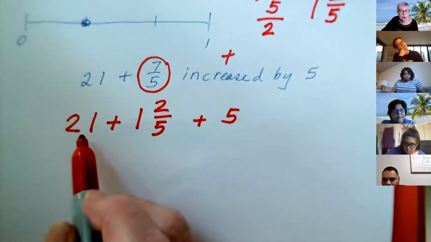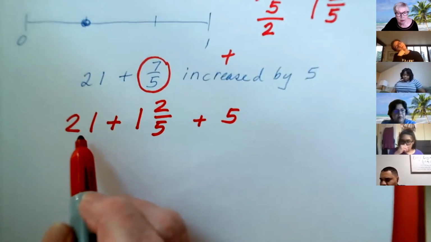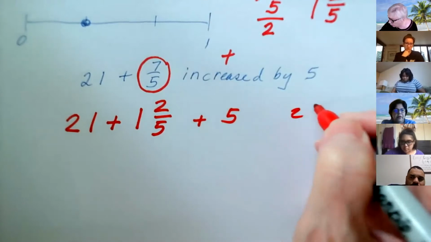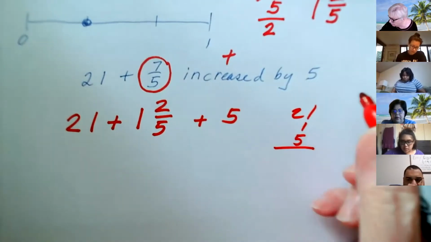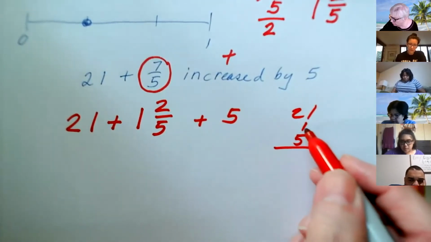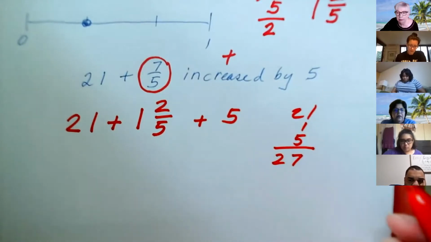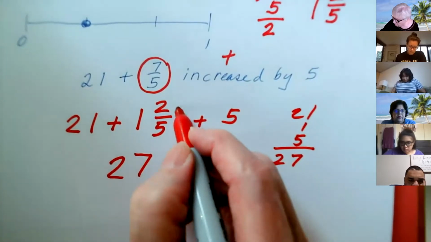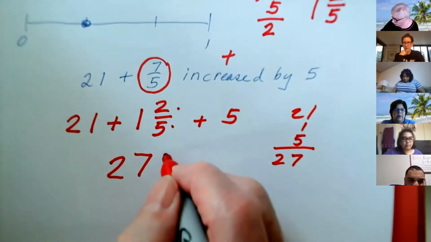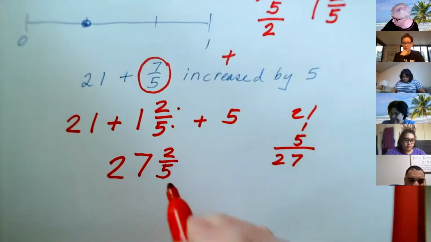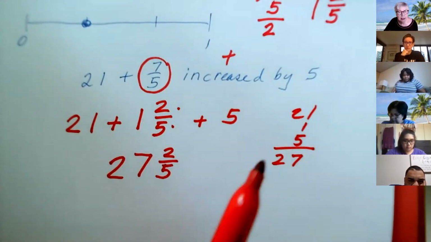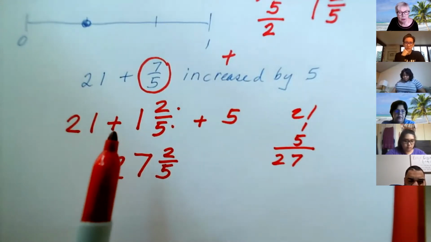One thing you could do is add the whole numbers, 21 and 1 and 5. That would be 5, 6, 7, 27. And then there's that little fraction, 27 and the 2/5. I'm not going to throw it away. I'm just going to copy it. Okay. So if that was the problem, if that was how it was listed, this is what you would do.